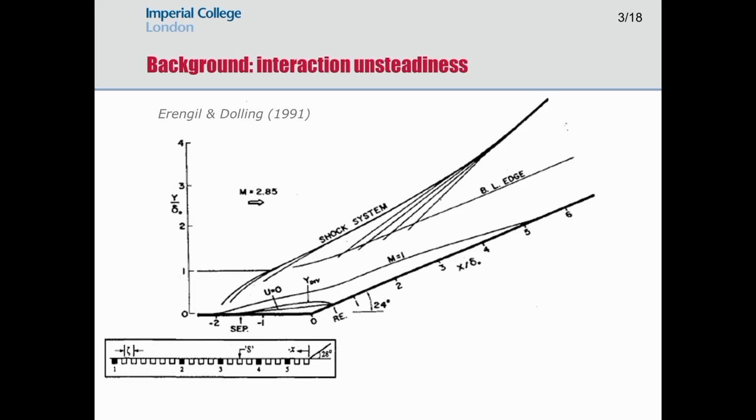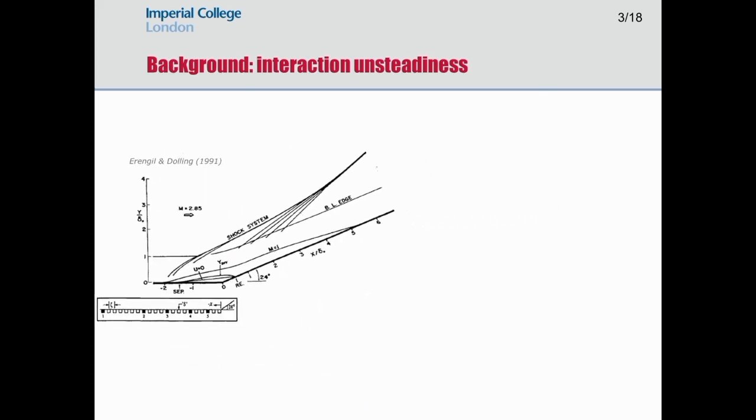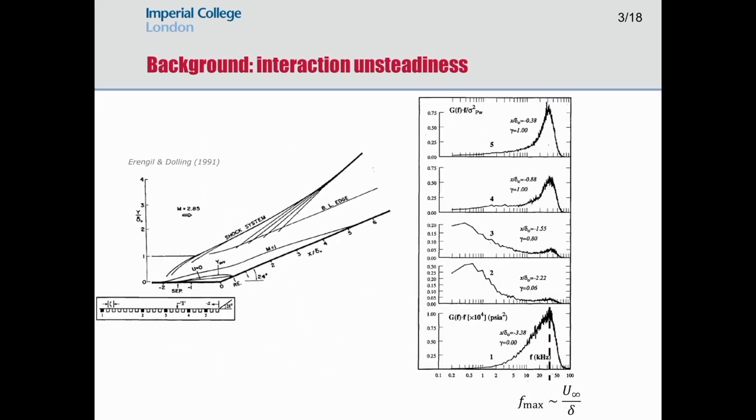Again, they're interested in the interaction of this reflected shock with the boundary layer. So what they did is they took pressure measurements under the interaction, and they recorded the pressure fluctuations, and found the power spectral distributions, which look like this. So starting at station 1, up here in the upstream boundary layer, the frequencies basically scale with the free stream velocity divided by the boundary layer height. So as you might expect, high frequency boundary layer fluctuations.